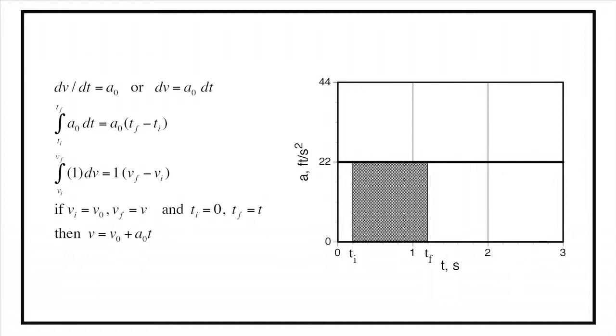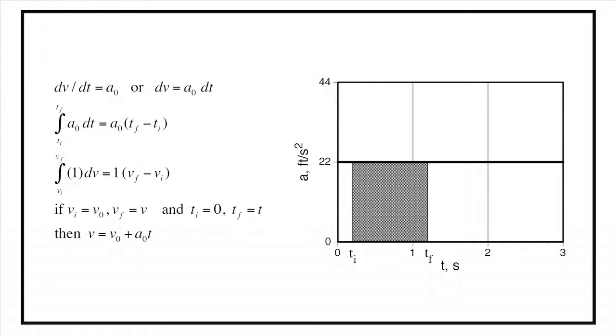And what integration does is add up all those little vertical stripes and get the total area from some initial condition, which is in this case the time. t sub i is the initial time that you're going to start with, and t sub f is the final time that you want to end at. And you can see what that integral is just by looking at the plot there.